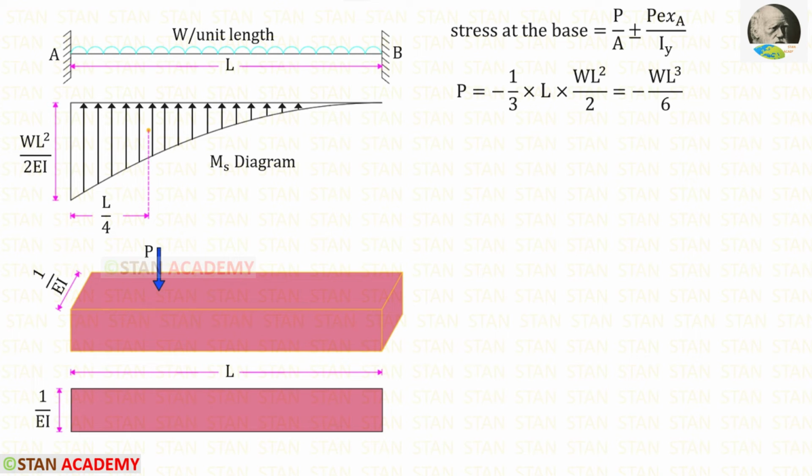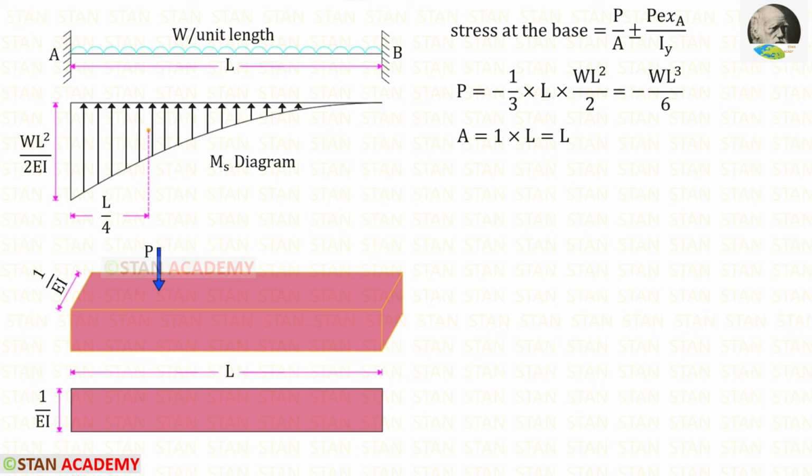Now let us find the resultant P. For that, we have to find the area of this diagram. This is a second degree parabola. For this parabola, the area formula is 1 by 3 BH. Here the breadth is L and height is WL square upon 2. We know that it is a negative bending moment diagram, so we have to apply a negative sign. L square into L, we will get L cube. 3 into 2, we will get 6. So for P, we have got minus WL cube upon 6.